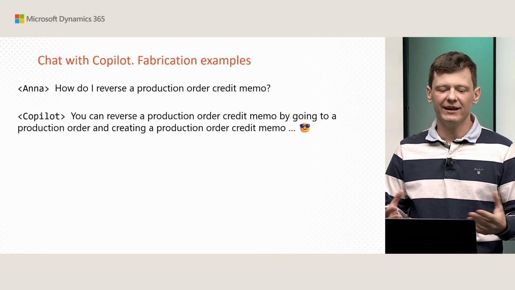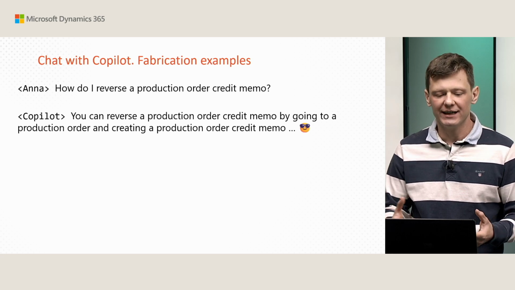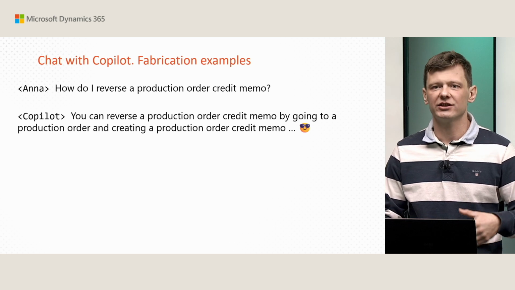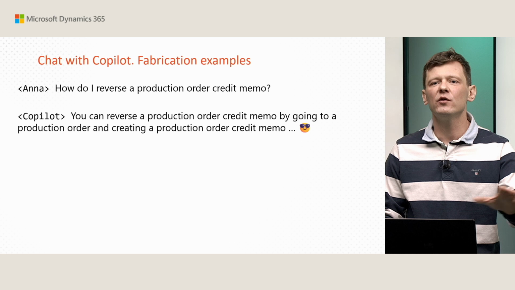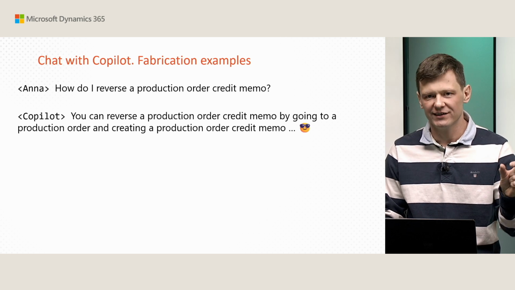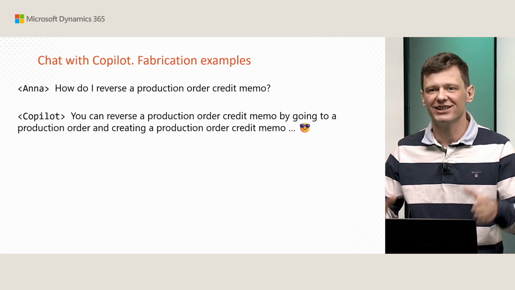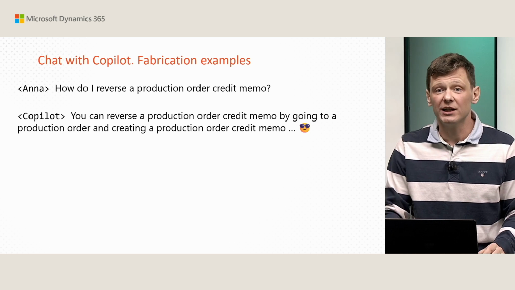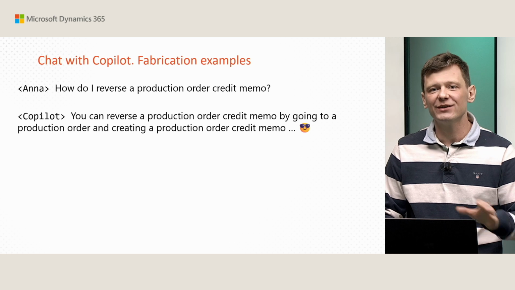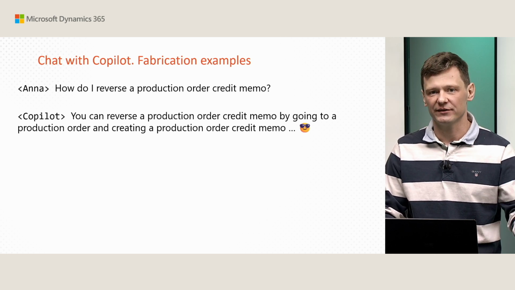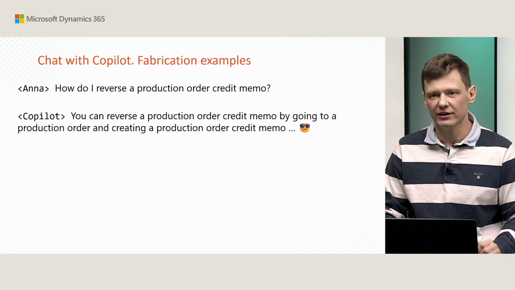So let's say we have Anna, who is a user, and she asks Chat with Copilot a question: how do I reverse a production order credit memo? Now, before you even comment that this wording doesn't make any logical sense, because we don't have something called a production order credit memo, the Copilot will say, sure, you can definitely reverse a production order credit memo by going to this and doing that, which is absolutely nonsense.